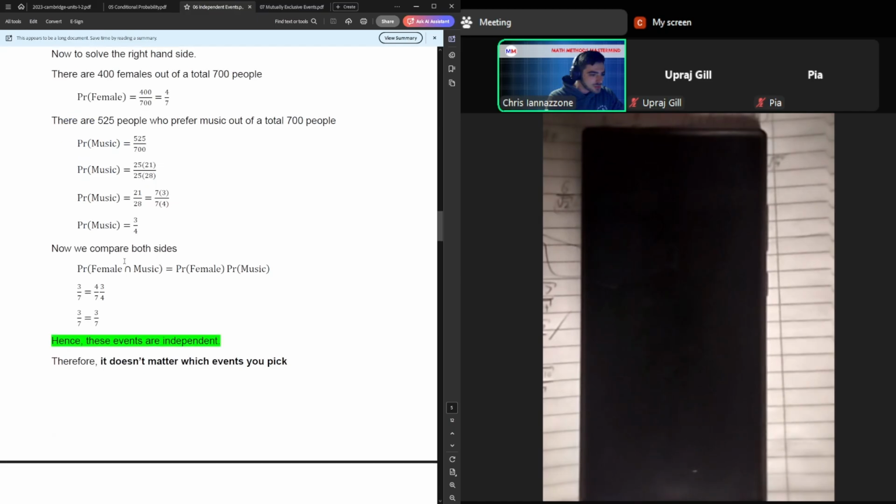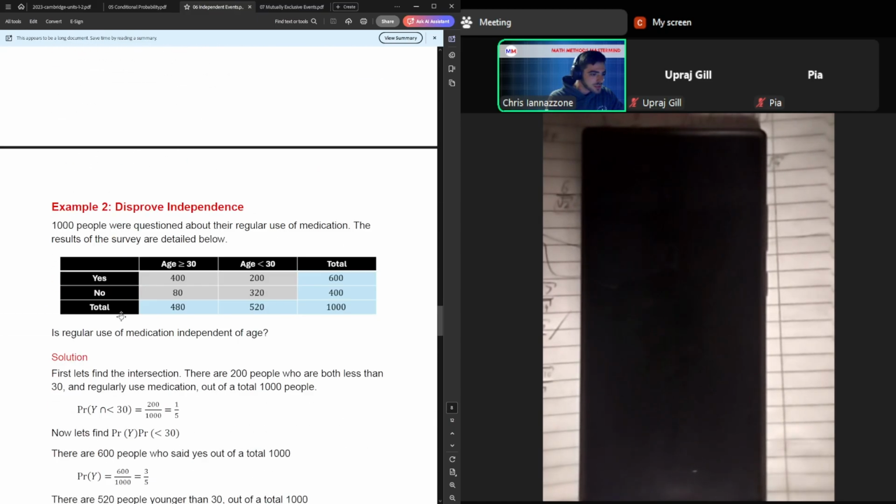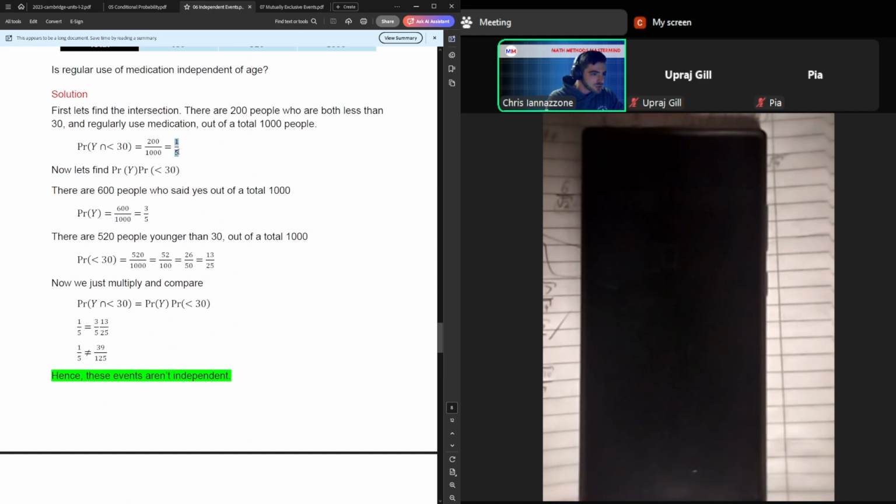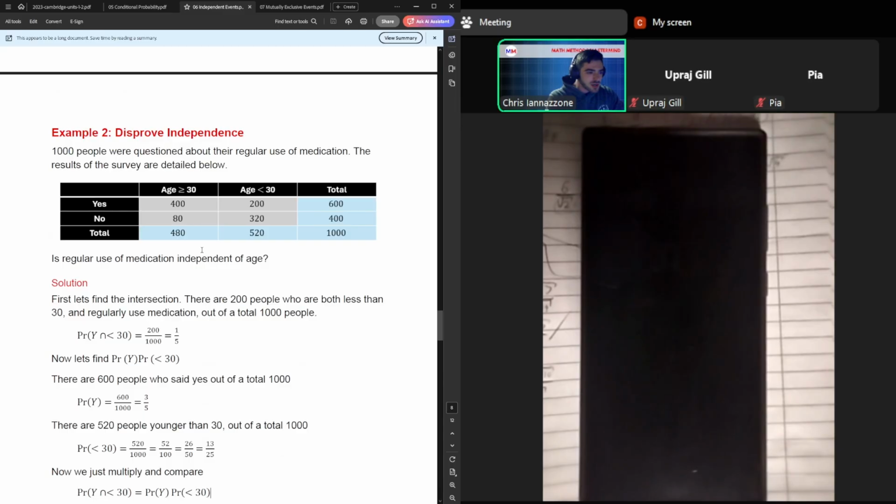If they don't, so if I go to another example, we had the intersection was 1 out of 5, Y was 3 out of 5, less than 30 was that. If you multiply those two things together, you'll see they're not at all the same. Hence, these aren't independent. You can kind of get an idea ahead of time what you would expect the answer to be if you think somewhat logically.